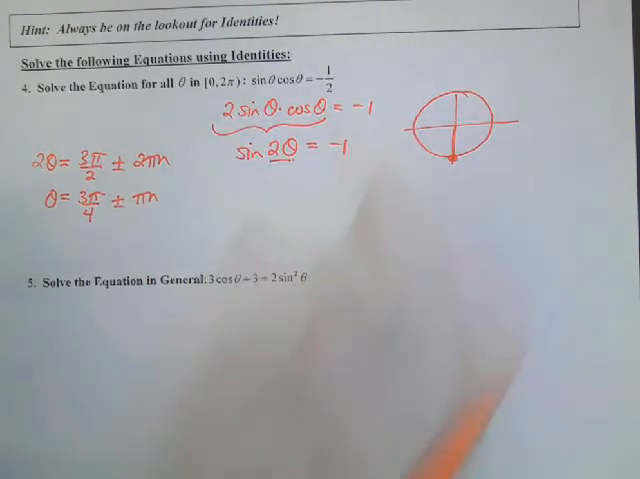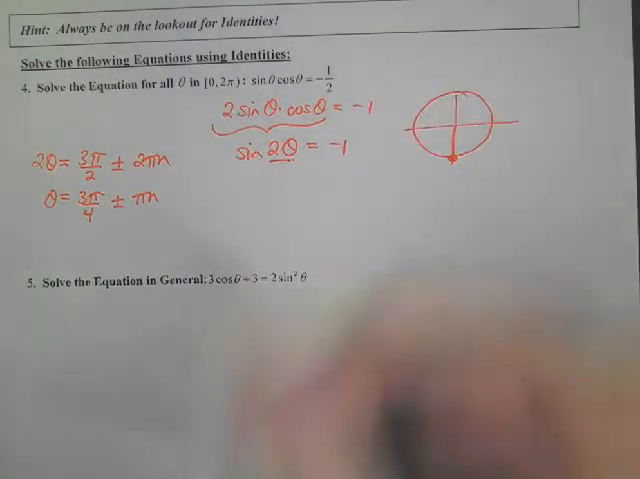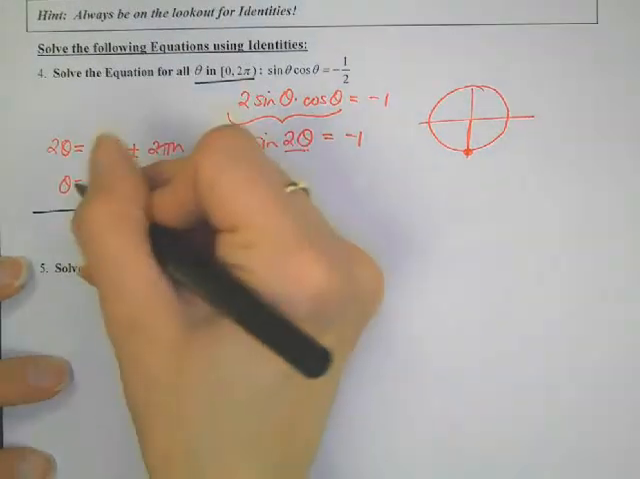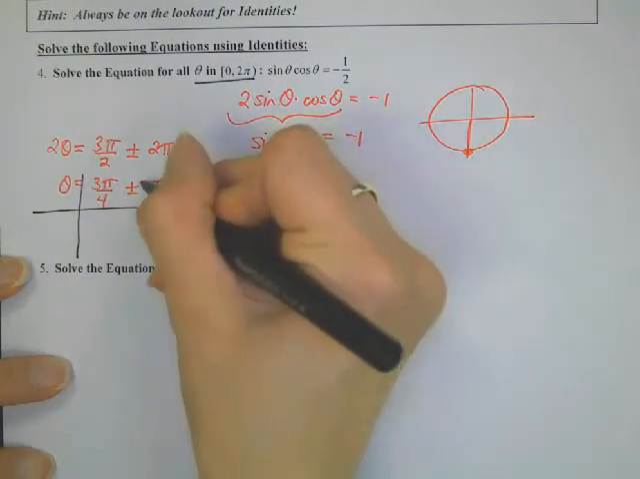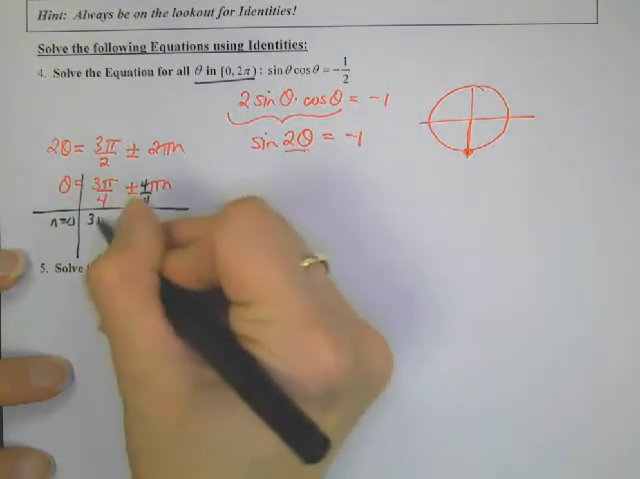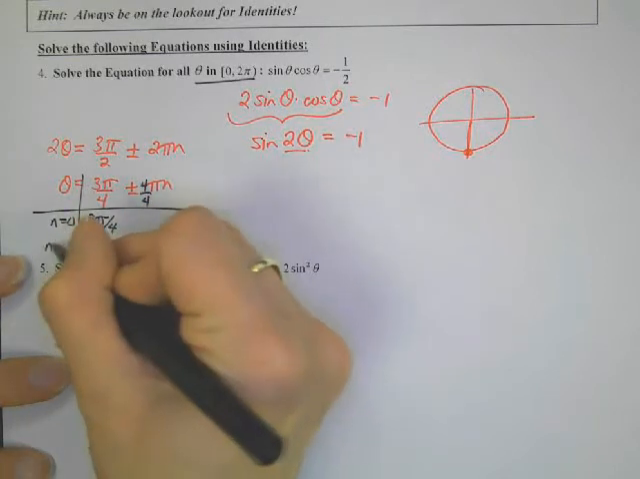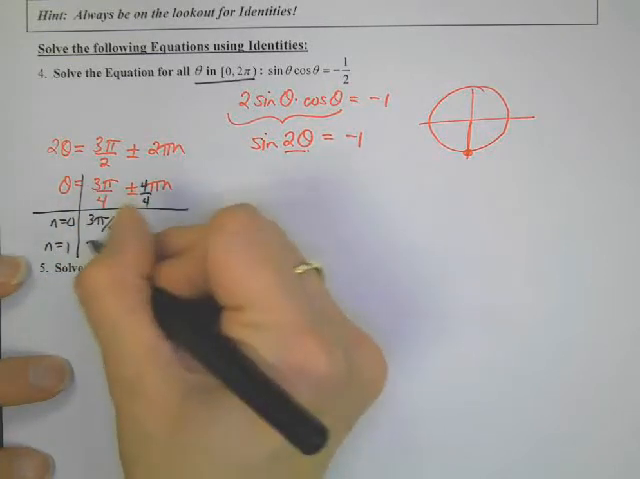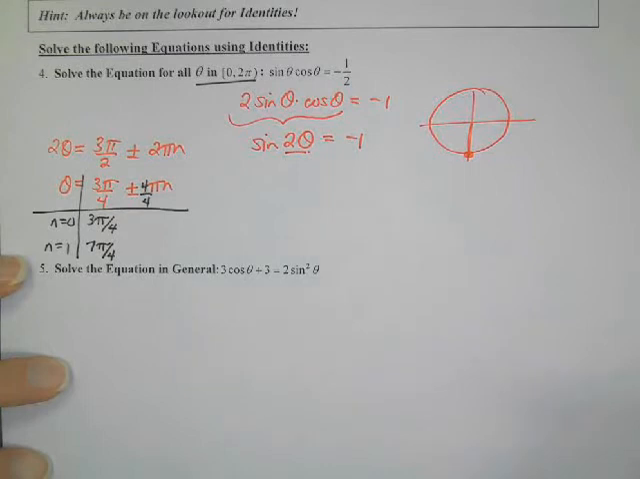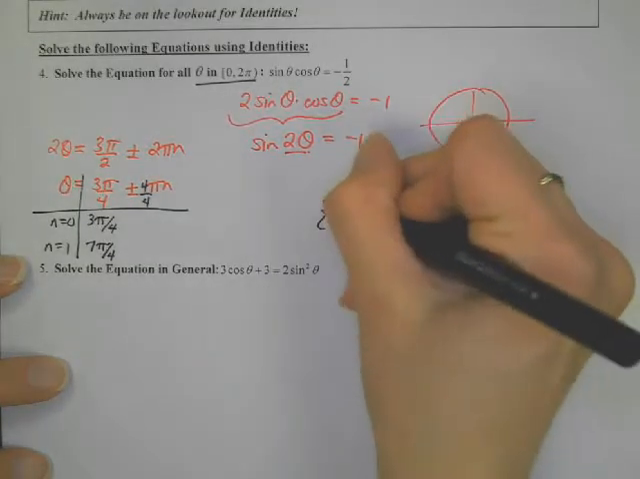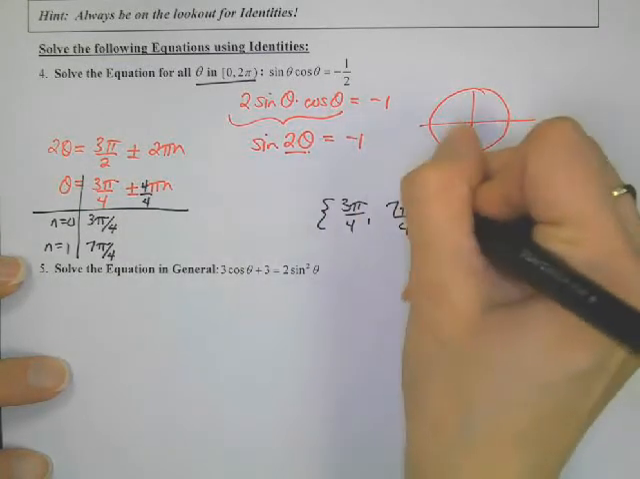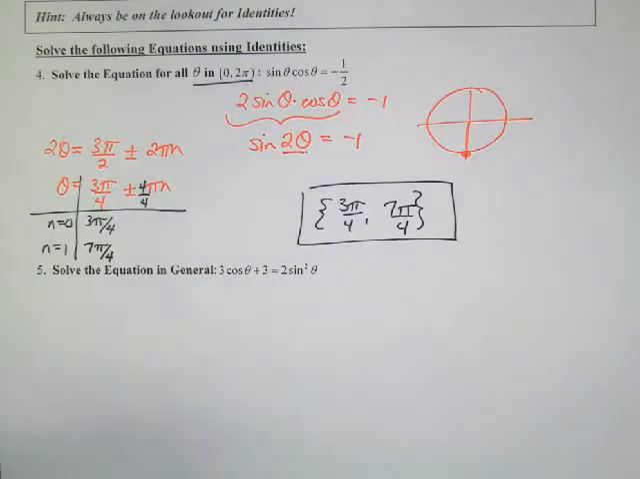pi n. Let's read the directions here. It says that they want all angles in the interval from 0 to 2 pi. So that means we have to make a chart. So let's go ahead and make a chart here. And I'm going to write pi as 4 over 4. So when n equals 0, we have 3 pi over 4. When n is 1, 3 plus 4 is 7 pi over 4. How much out of 4 would be too much? 8 out of 4. I think we're done. Our solution set is 3 pi over 4 and 7 pi over 4 in reduced form from smallest to greatest.